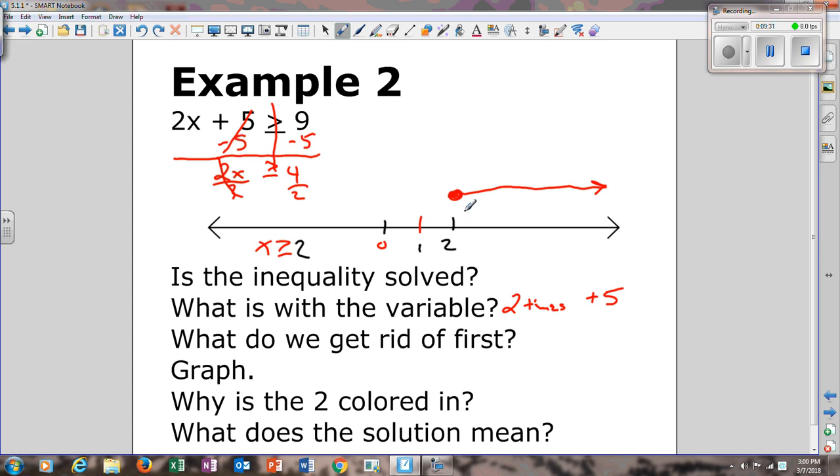What does the solution mean? It means every value that's greater than or equal to 2 works for this inequality. So we can always check our answer by plugging in. If we plug the number 3 in, x equals 3, then 2 times 3 plus 5 should be greater than or equal to 9. 2 times 3 is 6, plus 5 gives you 11, and 11 is greater than or equal to 9. So it works.